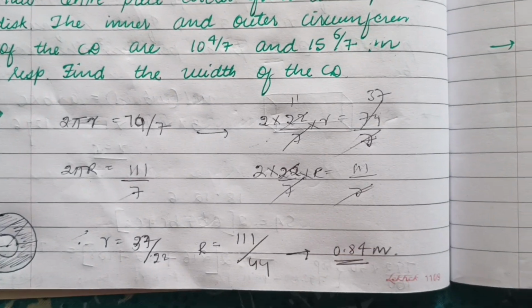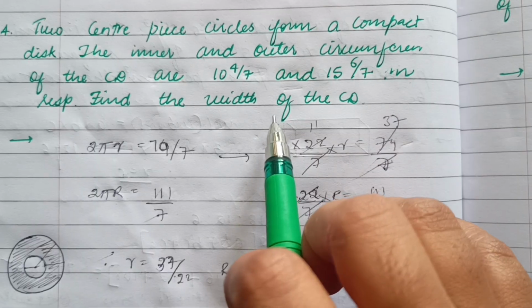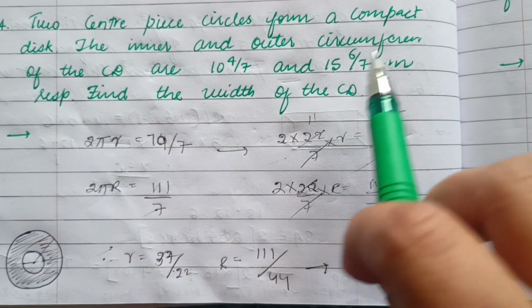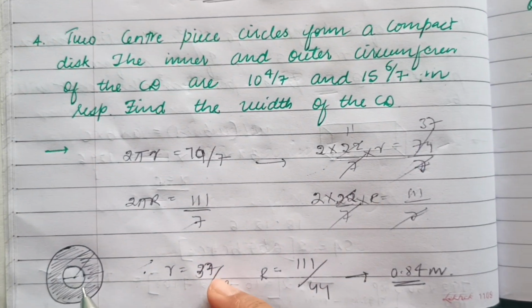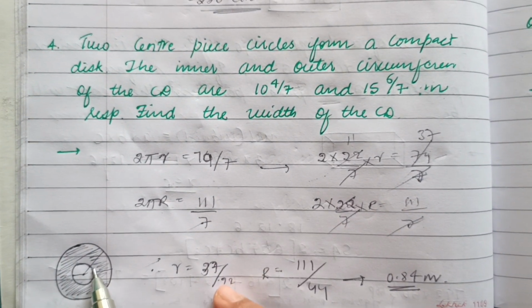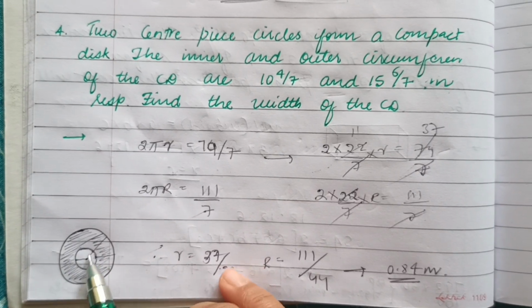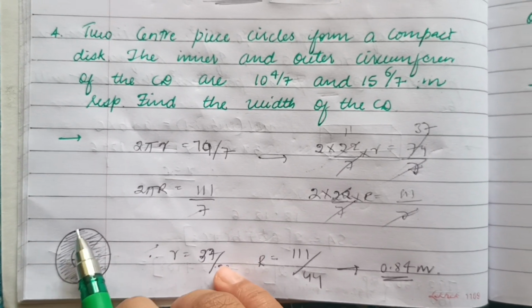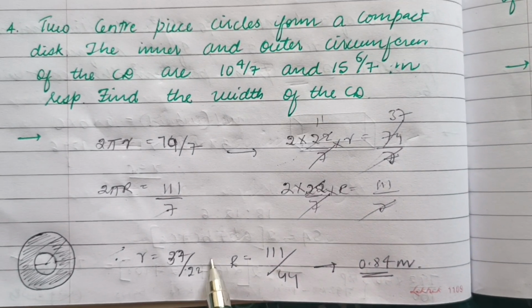So they have asked, not the difference between, they asked the width of the CD. In order to find the width of the CD, I have to subtract the circumference of the smaller circle from the circumference of the bigger circle. Then only I will get this shaded part area. So that's why I have subtracted this.